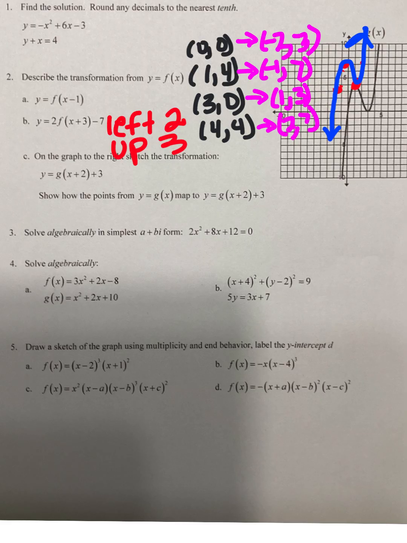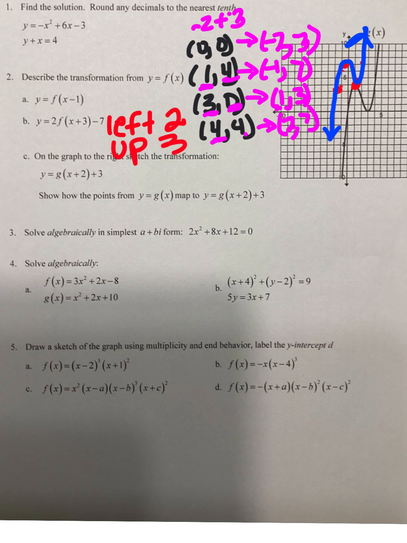And you could see that if you look here, right, if I take 0, 0 and I go left 2, I'm minusing 2, and I'm going up 3, I'm adding 3. Right, I'm minusing 2 and I'm adding 3. Right, so 0 minus 2 is negative 2. 0 plus 3 is 3. 1 minus 2 is negative 1. 4 plus 3 is 7. 3 minus 2 is 1. And 0 plus 3 is 3. 4 minus 2 is 2. And 4 plus 3 is 7.